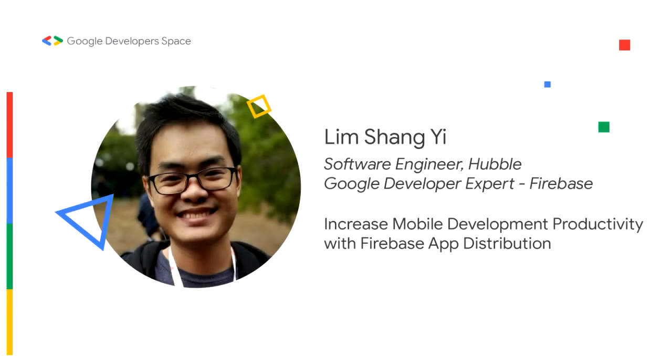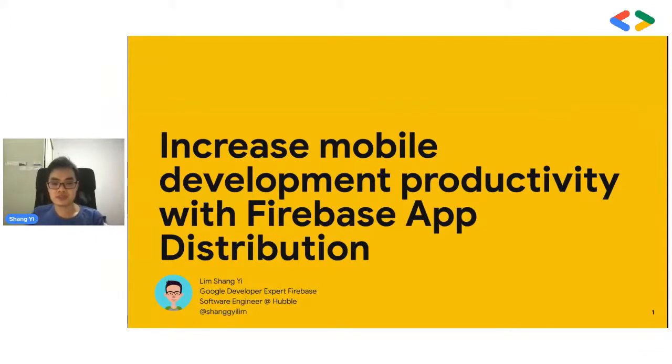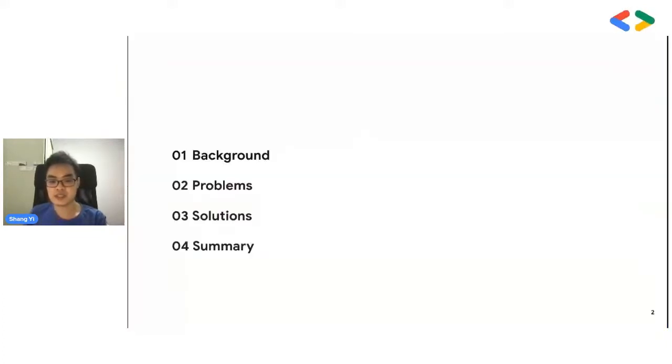Today we'll be talking about how Hubble, which is the place I'm working at, how we improve our mobile development productivity with various tools, including Firebase App Distribution. So let's go through a few things that we're going to talk about today.